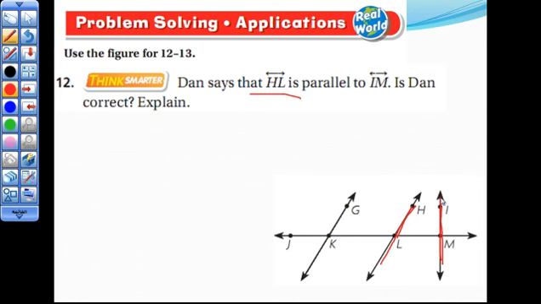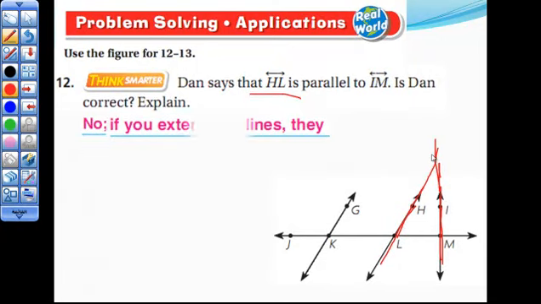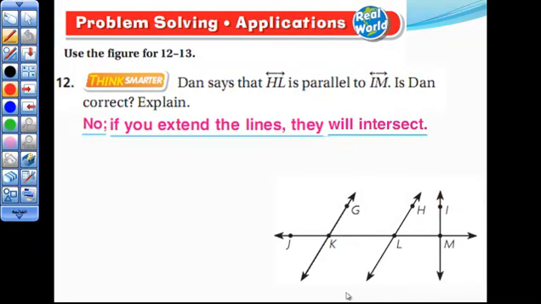If these are two parallel lines? Great! Your answer is no. Great job. Tell me why. Explain. Because, teacher, if I extend every line, they will intersect here at this point. Yes. If you extend the lines, they will intersect.